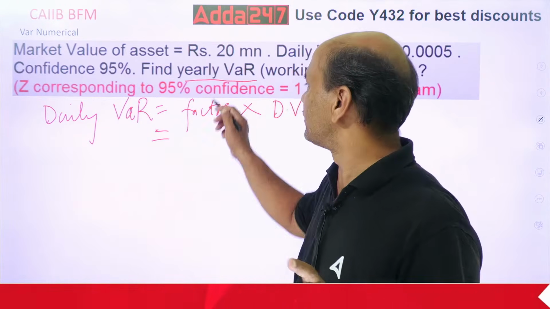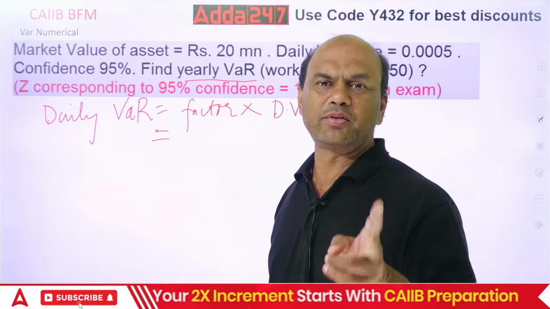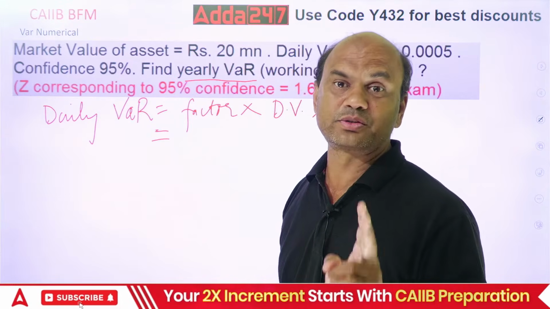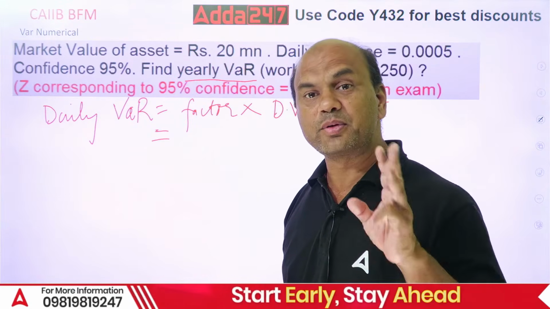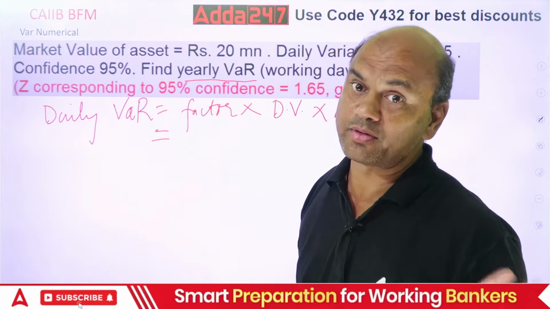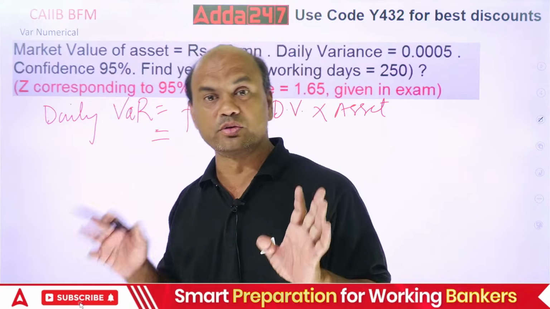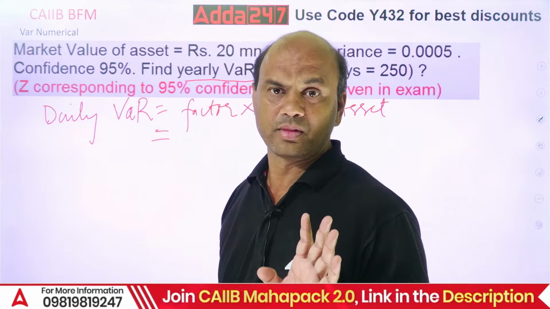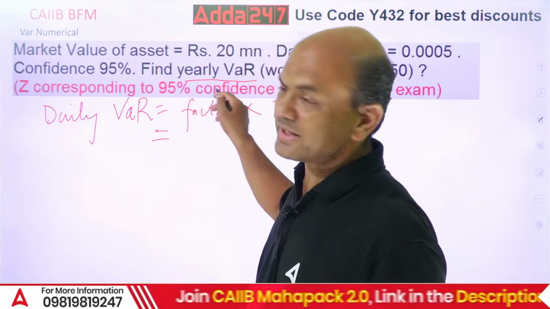Three factors are never given to you in the exam. 68.3, that is always 1. 95.5, that is always 2. 99.7, that is always 3. These three will never be given to you in the exam. This you will have to remember. Otherwise, anything else they will give you.